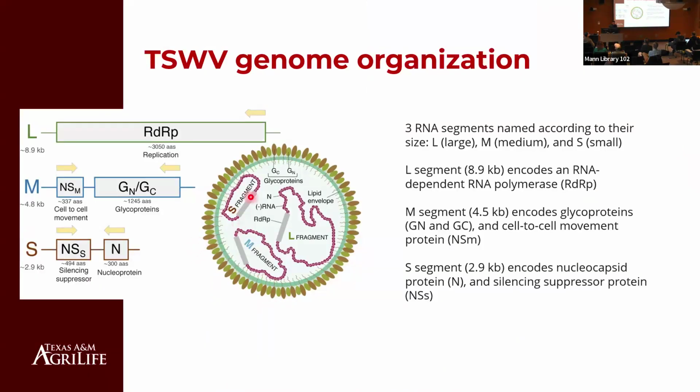Let's quickly look at the TSWV genome organization. This is an RNA genome. It has 3 segments named after their sizes. L encodes RNA-dependent RNA polymerase, M encodes movement protein as well as glycoproteins, and S encodes silencing suppressor as well as nucleoprotein. It's important to understand this genome a little bit better so that we can understand what's going on in terms of resistance breaking at the molecular level.